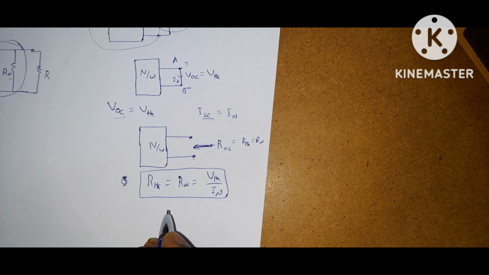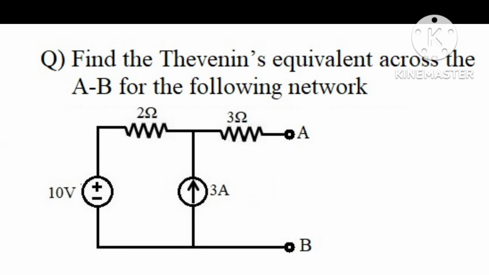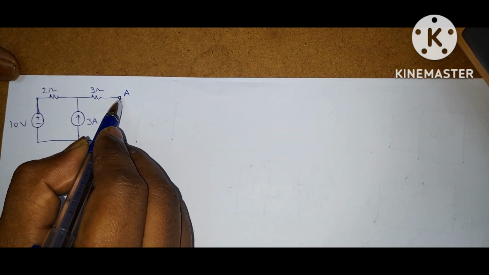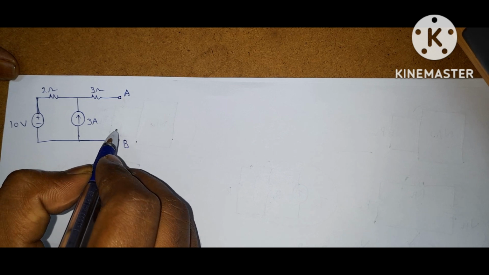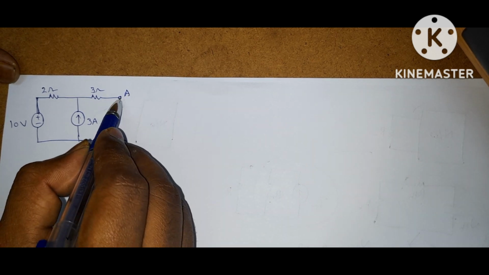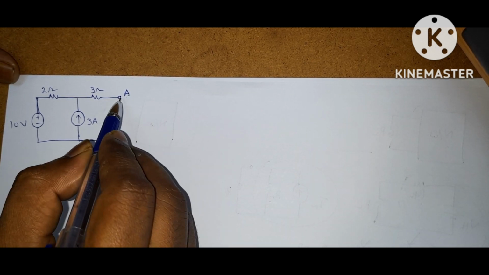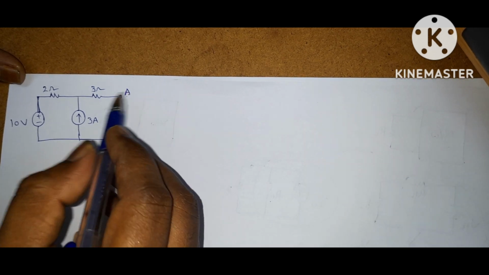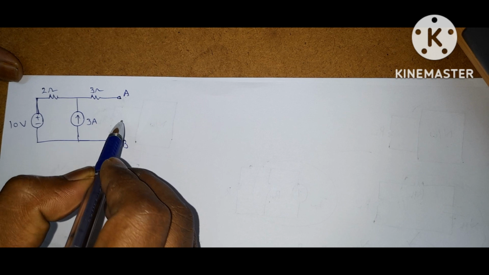Now we will solve some problems on this concept. First question: find the Thevenin's equivalent across AB for the following network. This is the given network. So he is asking for the Thevenin equivalent across these two terminals. Here the load resistance is already open circuit, that is, the load resistance is open. Now we want to find the Thevenin equivalent across these two terminals.